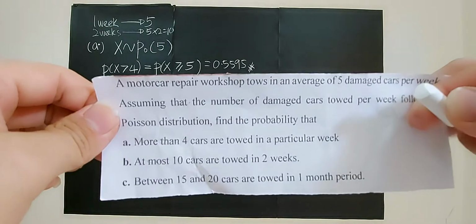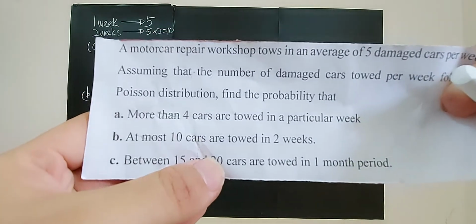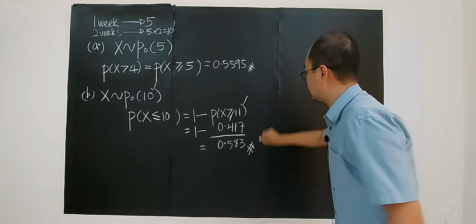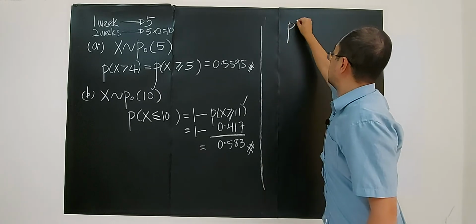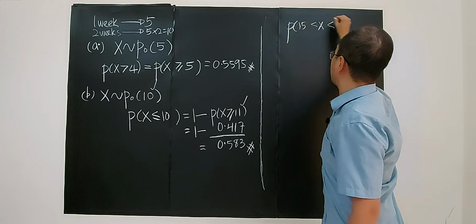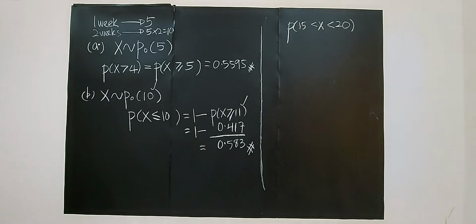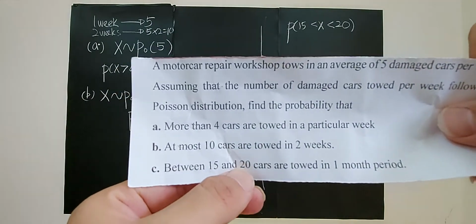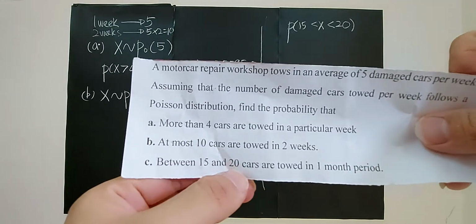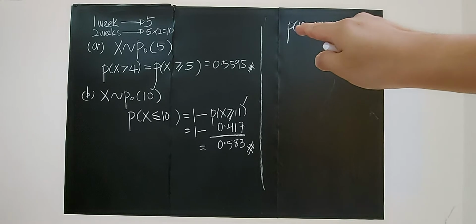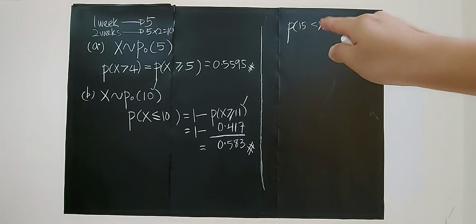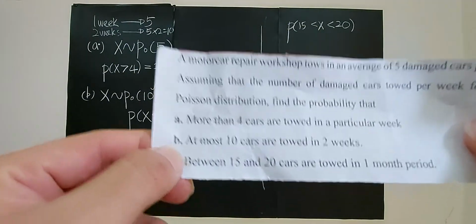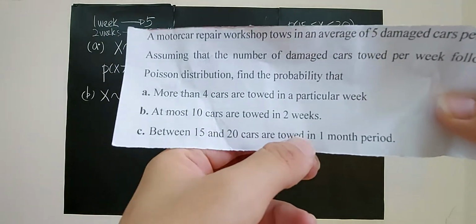Alright, lastly, the question is saying between 15 and 20 cars. I'm going to tell you that if the question says between 15 and 20 inclusively, inclusively means that you should put an equal here: 15 less or equal x, less or equal 20. Those are the keywords, but this question clearly states that it's between 15 and 20 cars in a 1 month period.